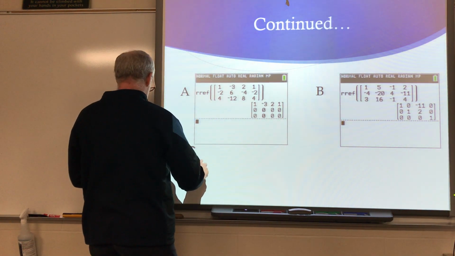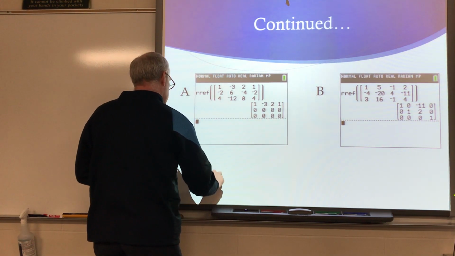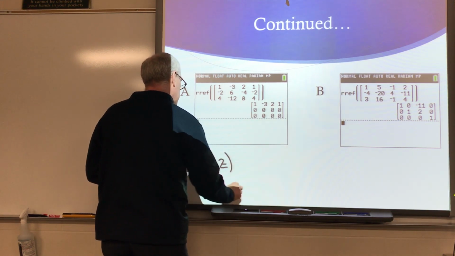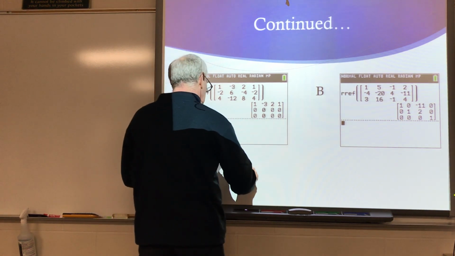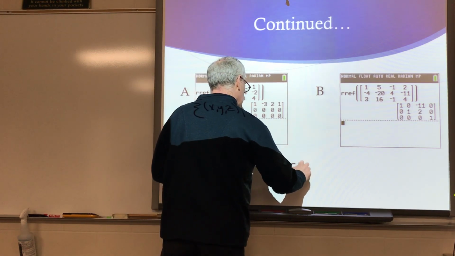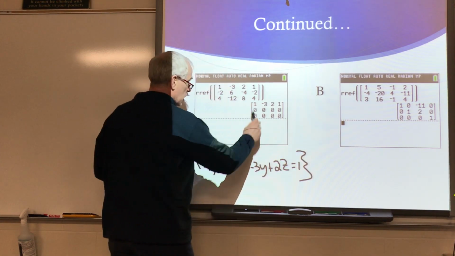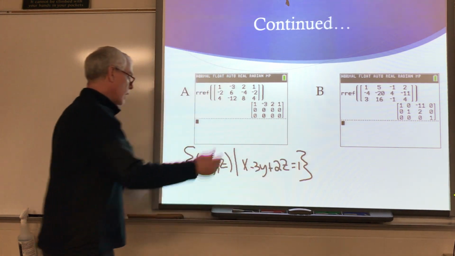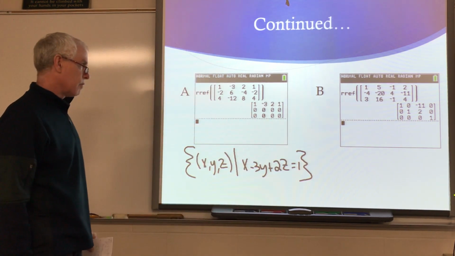Okay? You're going to say all x, y, z's such that, and that's just a vertical line, x minus 3y plus 2z equals 1, which is really just copying that equation. That's all you have to write. There's no other way to write a blueprint for that one.